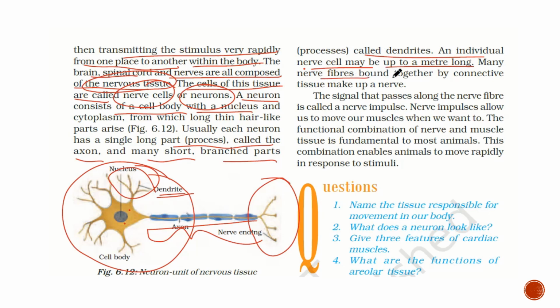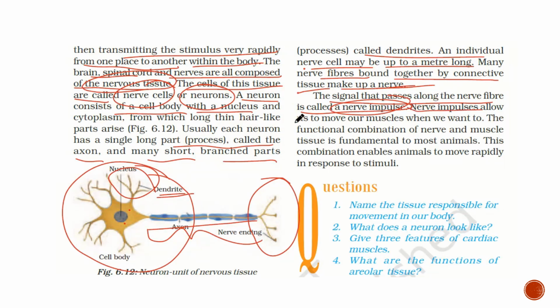Many nerve fibers bound together by connective tissue make up a nerve. The signal that passes along the nerve fiber is called the nerve impulse. So the impulse which the nervous tissue or nerve cell transmits from one nerve cell to another, from one part of the body to another, is called the nerve impulse.